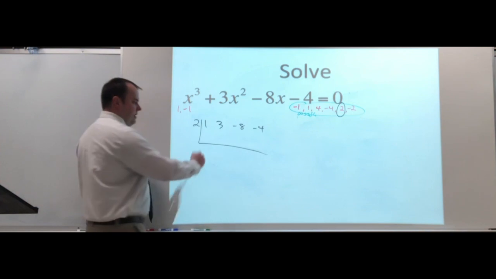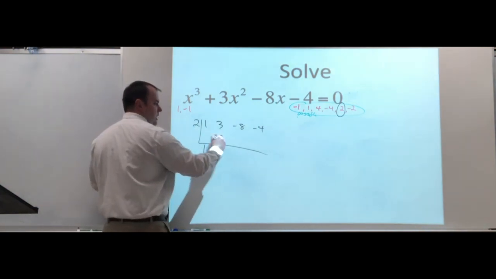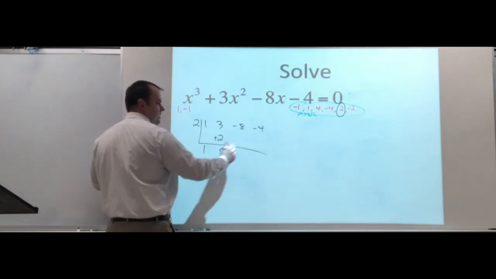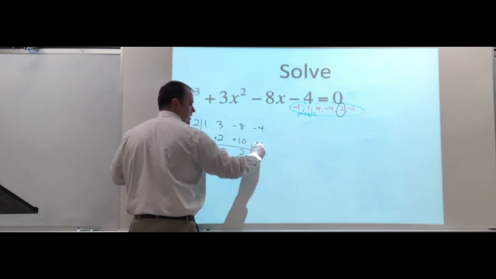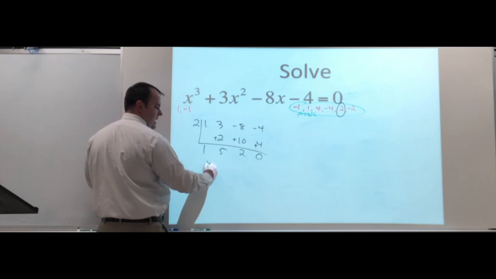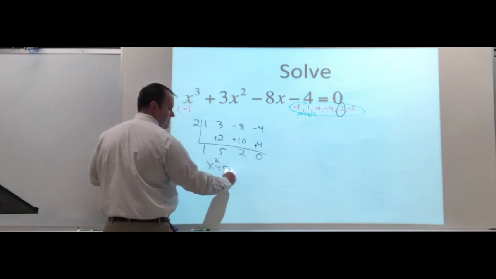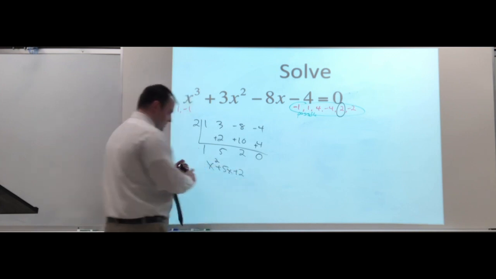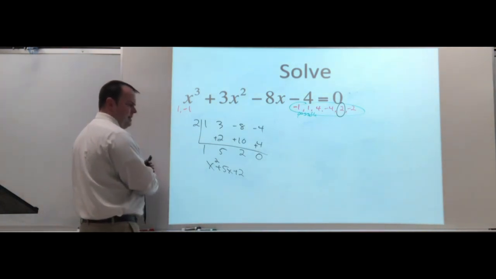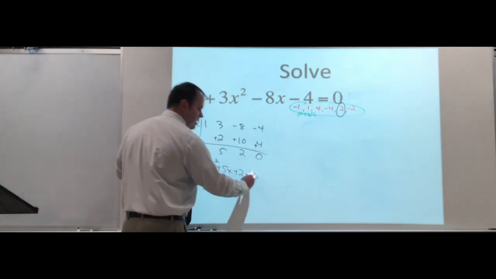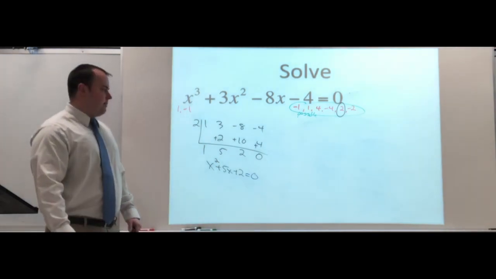To break it down, bring down my 1, and add, we get 5. 10, add, you get 2. Add, you get 0. X squared plus 5x plus 2. So again, we have a quadratic. It's a trinomial. Unfortunately, again, it won't factor. So I'm going to use the quadratic formula again.